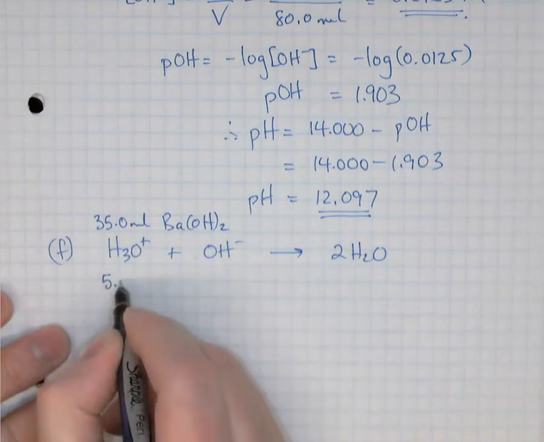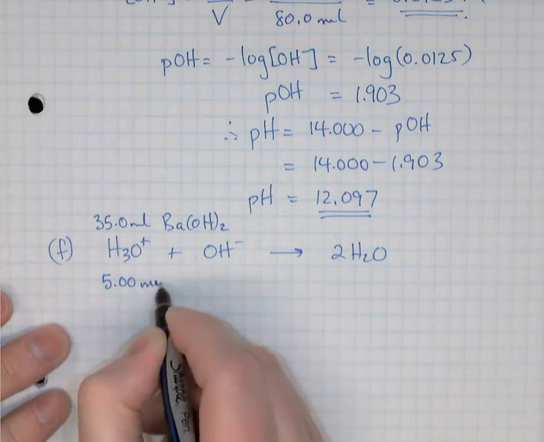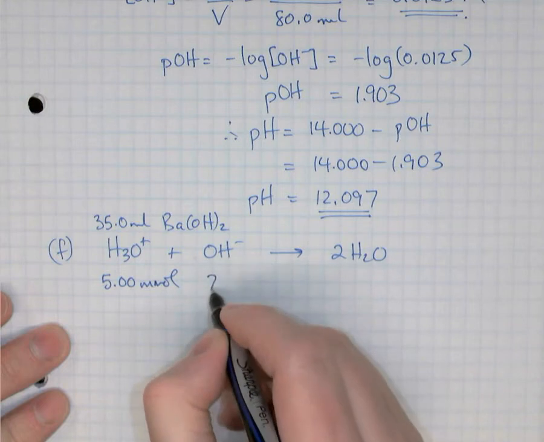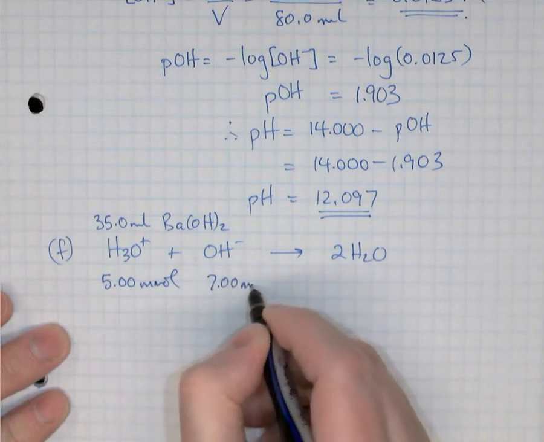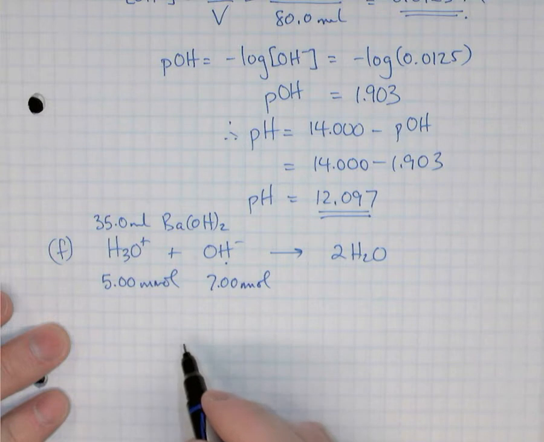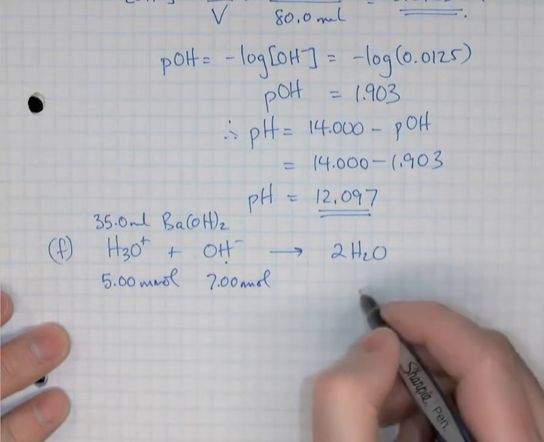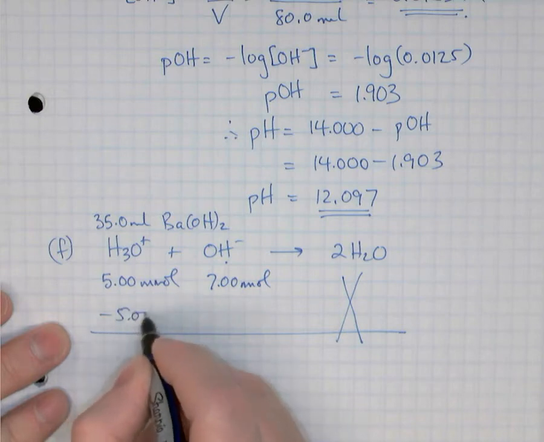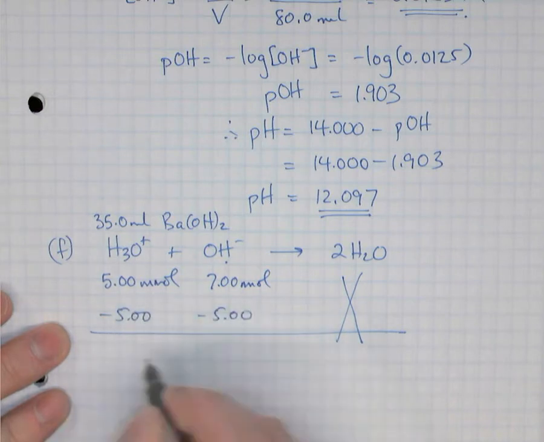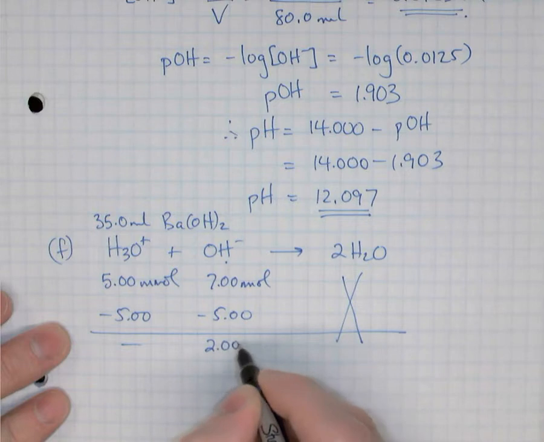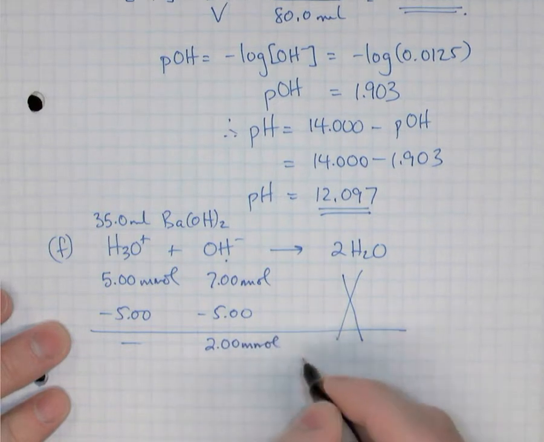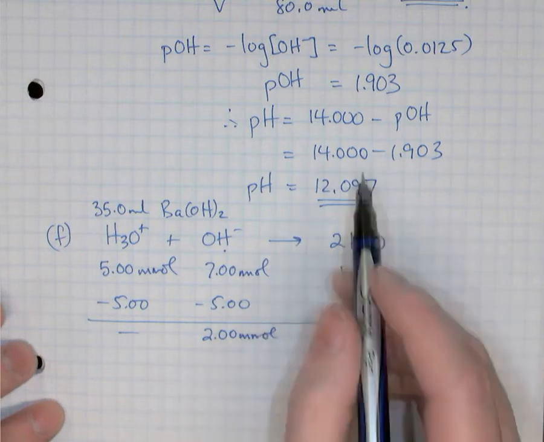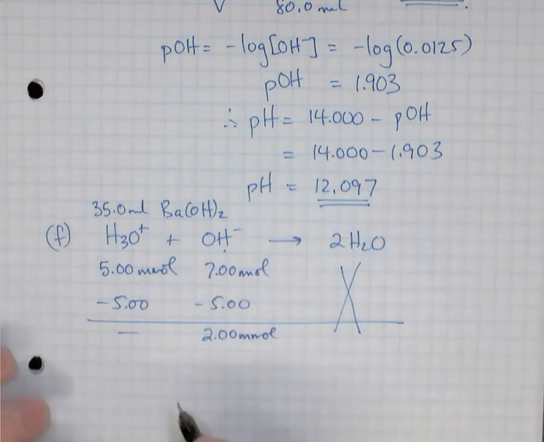So we had 5 millimoles of hydronium from the original acid, and now we've added 7 millimoles of hydroxide, 35 times 0.2. So now minus 5, minus 5. We have 2 millimoles of hydroxide remaining. Now there's more hydroxide here than there was before. The volume is a little bit higher as well.